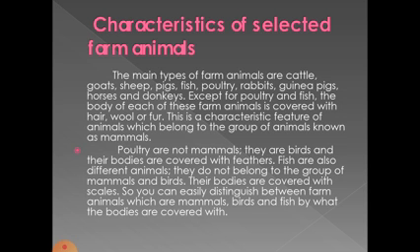They are not mammals because they cannot give birth to young ones alive. Fish are also different animals. They do not belong to the group of mammals and birds. Their bodies are covered with scales, so you can easily distinguish between farm animals, which are mammals, that is, animals that give birth to their young ones alive, birds, and fish by what their bodies are covered with.